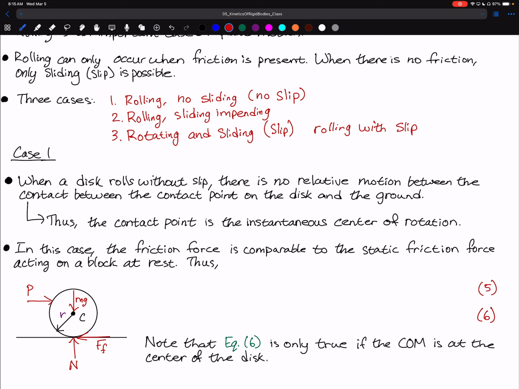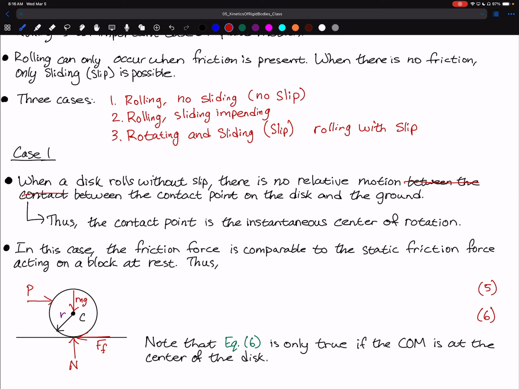Okay, so when a disk rolls without slip, there's going to be no relative motion between the contact point on the disk and the ground. And what that implies is that the contact point is the instantaneous center of rotation.